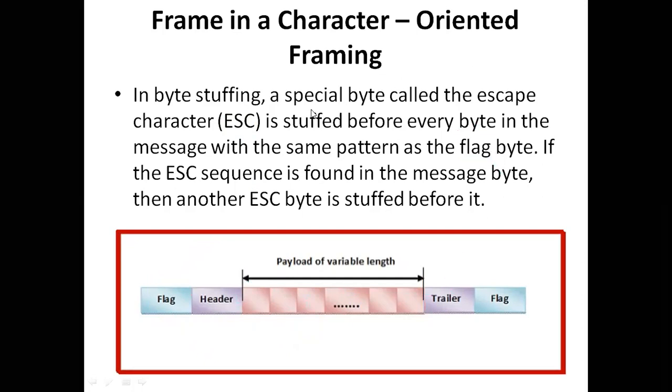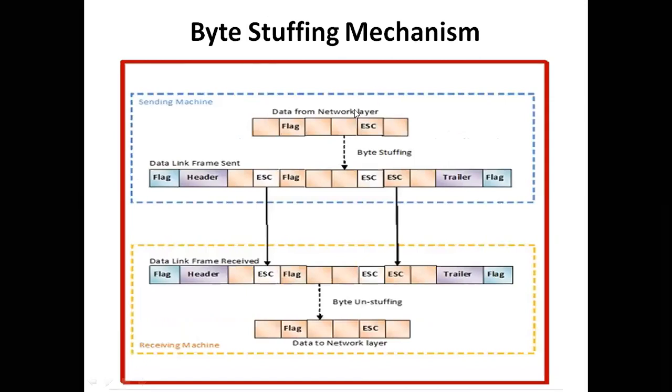Next. So this is the byte stuffing mechanism. See here in the data field, this is network layer data, which is considered as the payload field in the data link layer. It has one flag and also one escape.